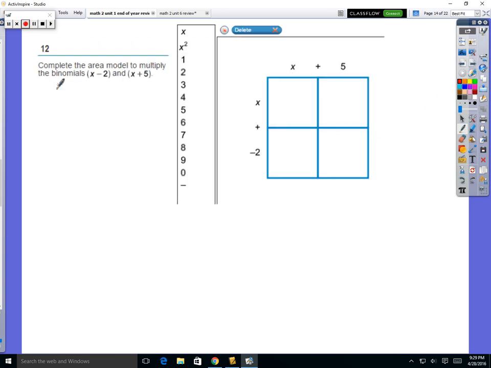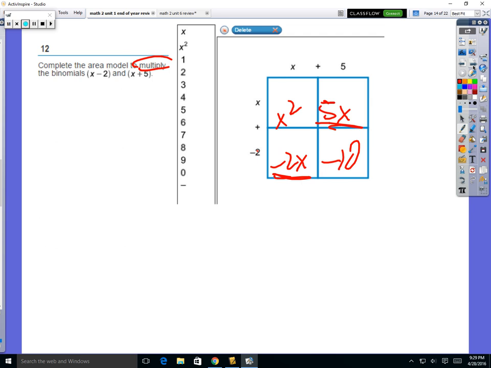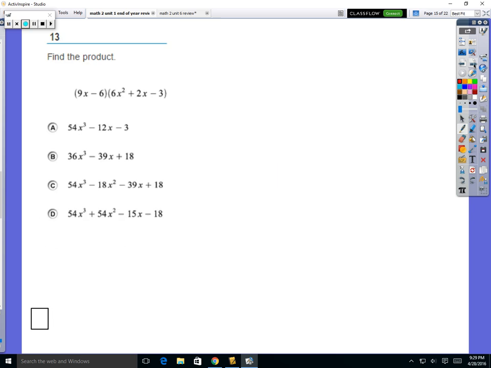12. Okay, multiply these two binomials. So if you do kind of a multiplication table like we did in third grade, x times x gives you x squared, x times 5 gives you 5x, a minus 2 times x is a minus 2x, a minus 2 times 5 is a minus 10, and these are like terms, and you can add them together. But if they just want you to fill in the blanks, there you go.